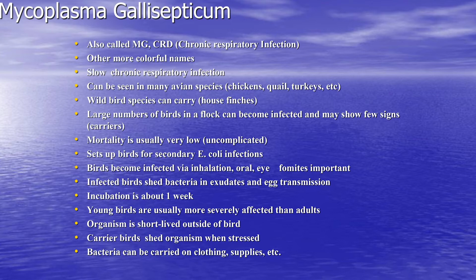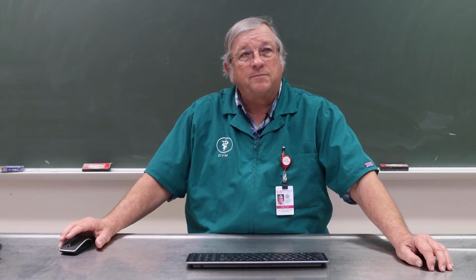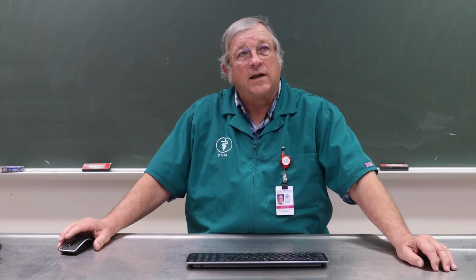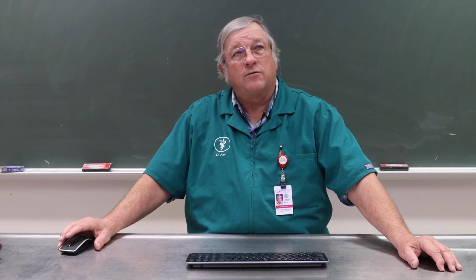Now, the infected birds shed the bacteria in the exudates from the nostrils and the eye, also by egg transmission. Incubation typically pretty short, about a week. Young birds are typically much more severely affected than adult birds. Outside of the bird, the organism is a fairly short-lived organism. Sunlight helps kill it, dry it out. Organic matter does protect it a little longer. Carrier birds usually shed the organism when they're stressed.